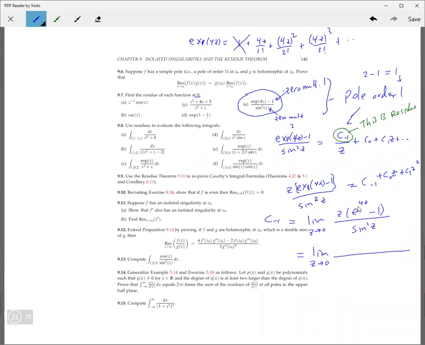So e to the 4z minus 1. e to the 4z has this expansion, right? e to the 4z minus 1 has this expansion here. So multiply that by z, and you'll have 4z plus 4z squared over 2 factorial, and so on. That's going to be the numerator. Now the denominator is a couple of sine z's, and you know that sine z is z minus z cubed over 3 factorial plus so on, right? And then you're doing that twice, so z minus z cubed over 3 factorial and so on.